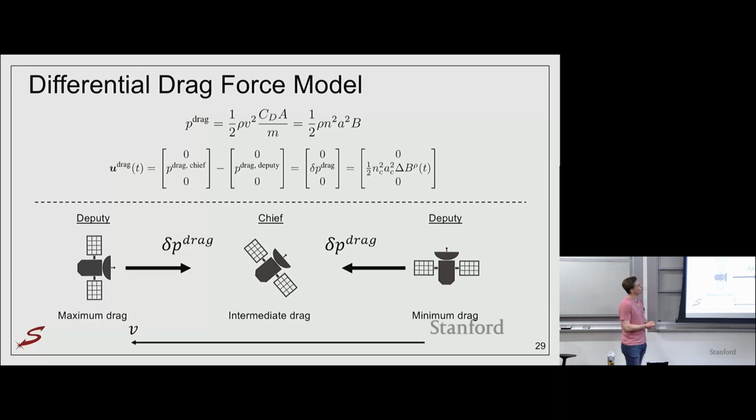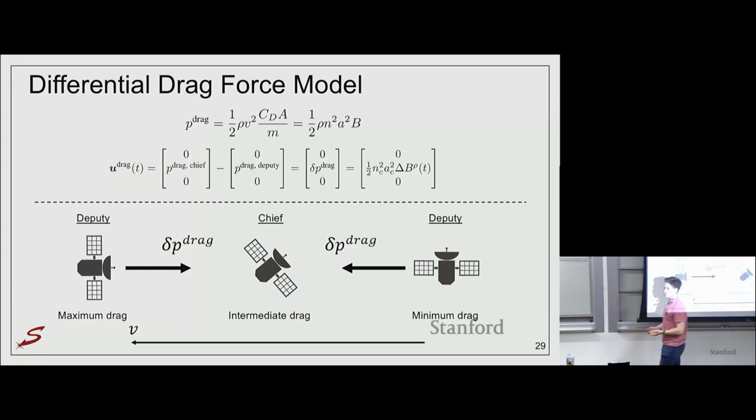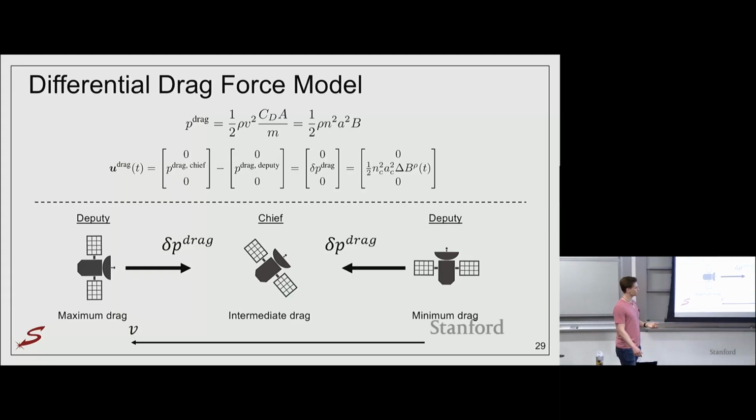And so what this means is that we can derive a very simple control force, U drag, which is simply the difference in atmospheric drag between the chief and deputy, which is then controlled simply as a function of this differential ballistic coefficient, where the ballistic coefficient is a function of the cross-sectional area of the spacecraft, or in this case, the difference in the cross-sectional area between the two spacecraft. And you can see here that this is actually an augmented differential ballistic coefficient, where we've just captured rho, the atmospheric density, within it as well.